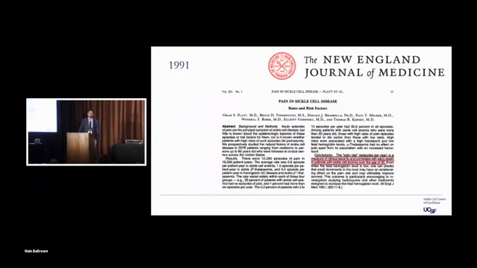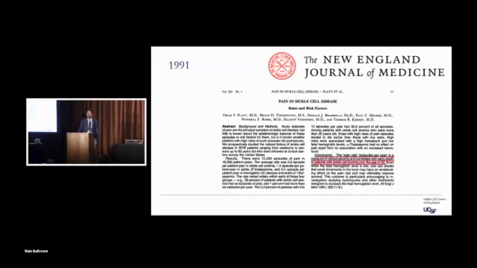It was derived from the sickle cell cohort established by the National Sickle Cell Control Act, that it wasn't until 1991, in my lifetime, that pain was described as a risk factor for mortality. I'll just read this conclusion here. The pain rate, episodes per year, is a measure of clinical severity and correlates with early death in patients with sickle cell anemia over the age of 20.